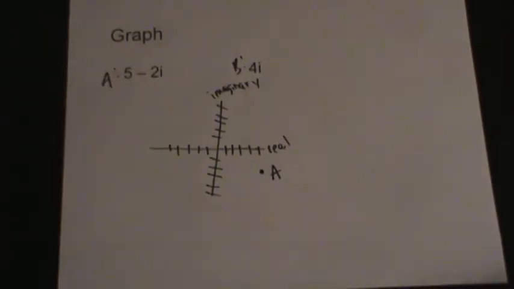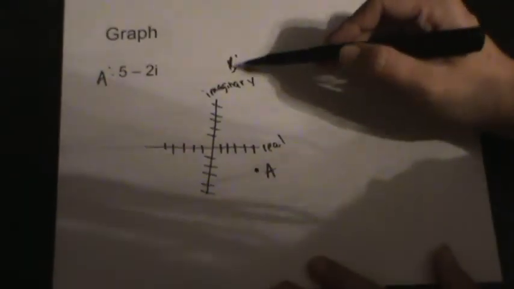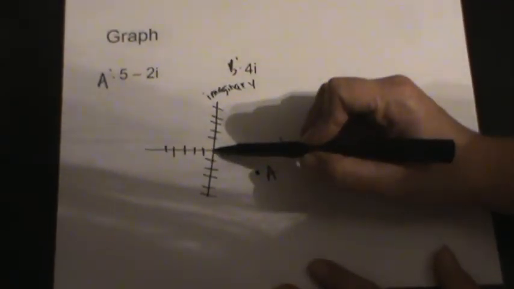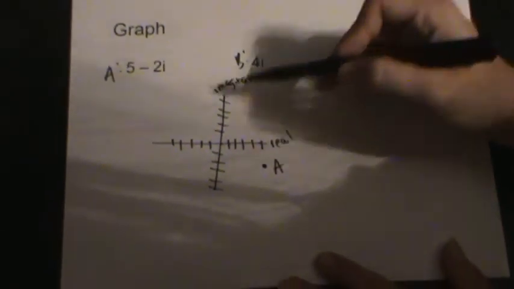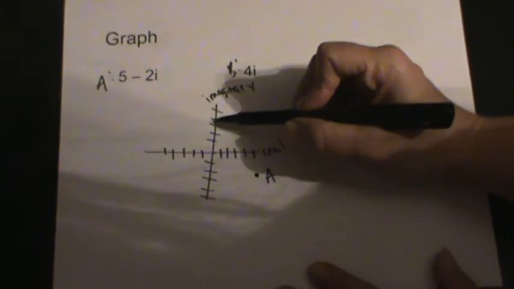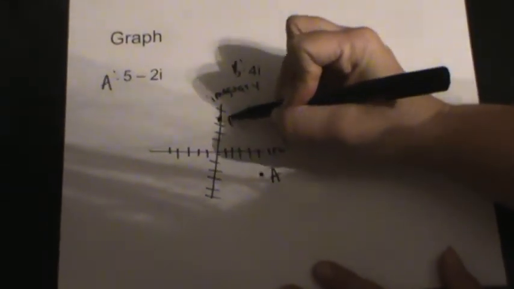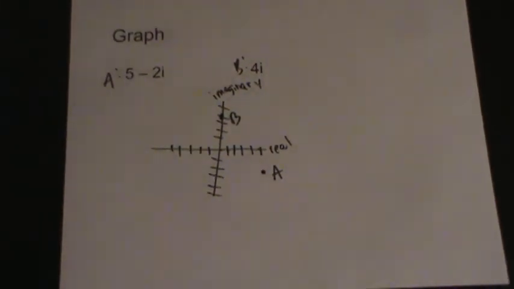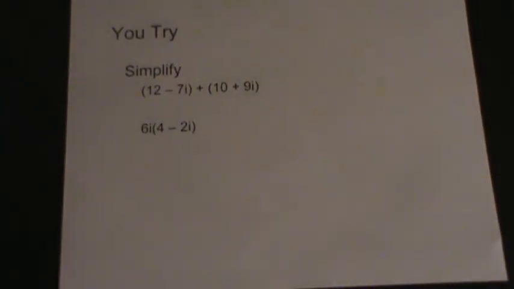B is just 4i. So since I do not have a real number, that means I go over 0. And my i number is 4, so I go up 1, 2, 3, 4. And that's my B. And that's how you graph imaginary numbers. I want you guys to take a look at these couple of problems and see what you can do.